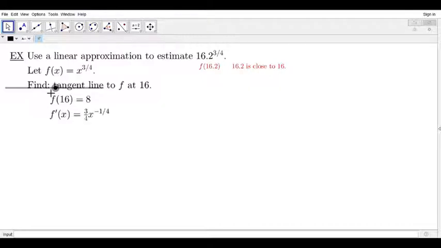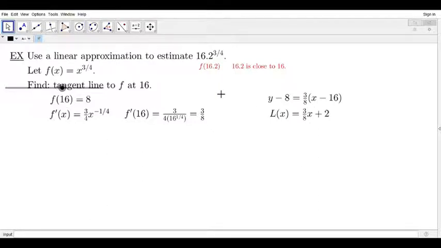The derivative is something we need, 3/4 of x raised to negative 1/4. The slope of the tangent line is therefore f prime evaluated at 16, which is 3/8. So the equation is y minus 8, from the point 16, 8, and then the slope is 3/8, and then x minus the x coordinate 16 of the point of tangency. If you solve for y, you're going to get 3/8 of x plus 2.